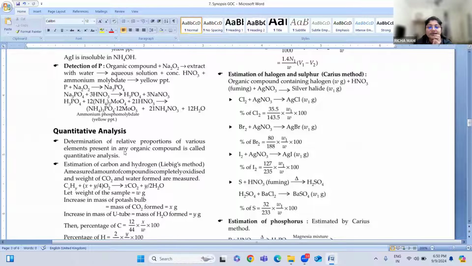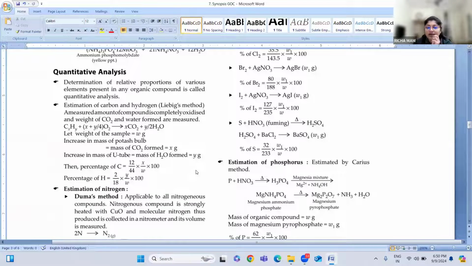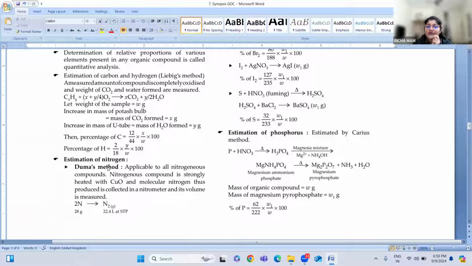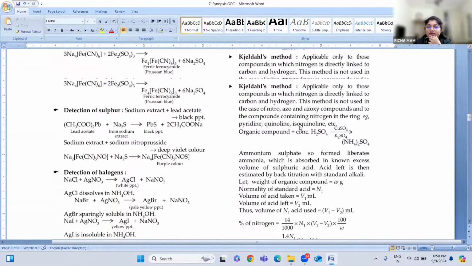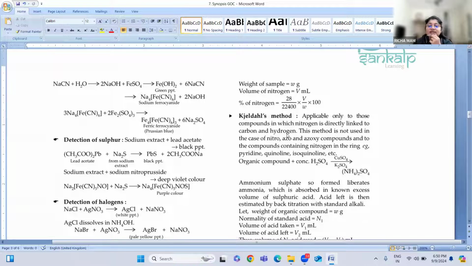Quantitative analysis means finding how much quantity of different elements is present in an organic compound. So I'll just read out these different methods. You have already discussed these in the theory class. To estimate the presence of nitrogen, there is a method called the Dumas method, so please go through that. Then one more method is there, Kjeldahl's method.